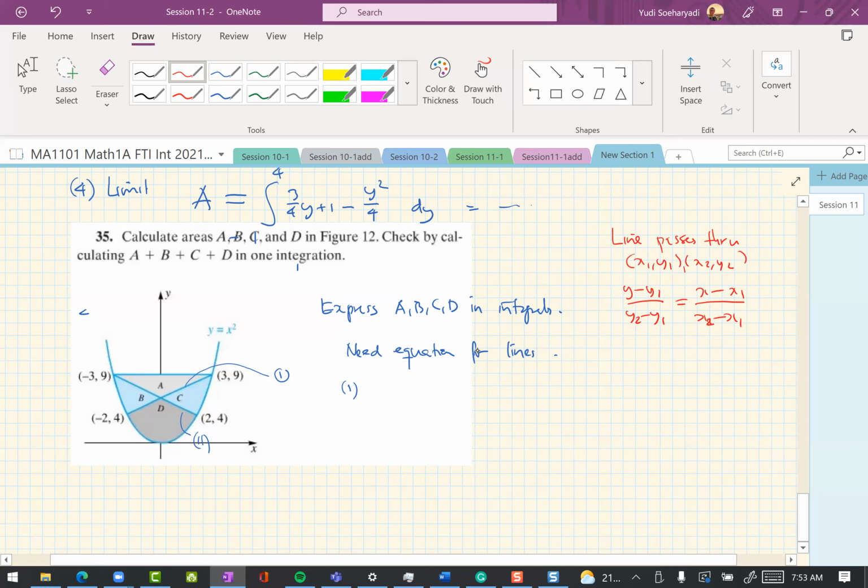Okay, so we just plug in the numbers now because we have two points. This is the first, this is the second. So this would be y minus 4 over 9 minus 4, this is 5. x minus, minus 2, so x plus 2. Okay, this is 5. So y equals x, move the 4, plus 6.